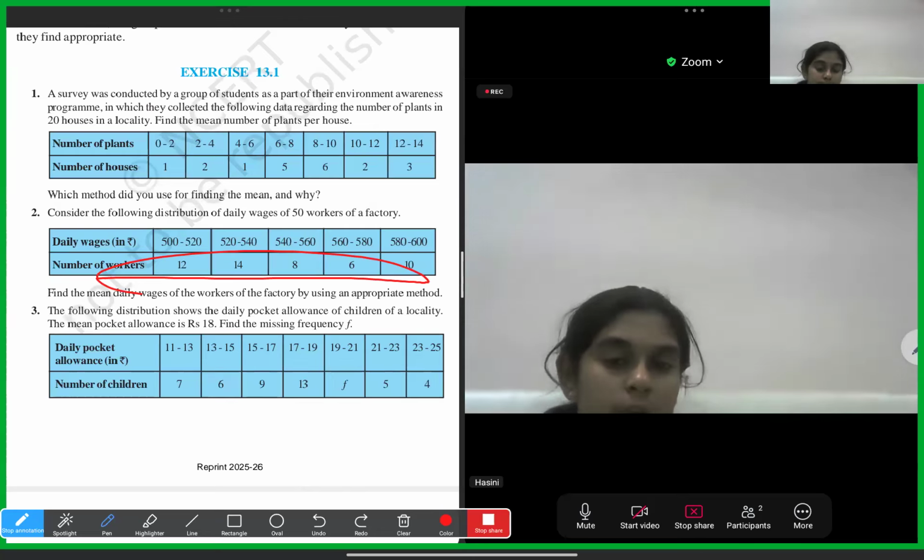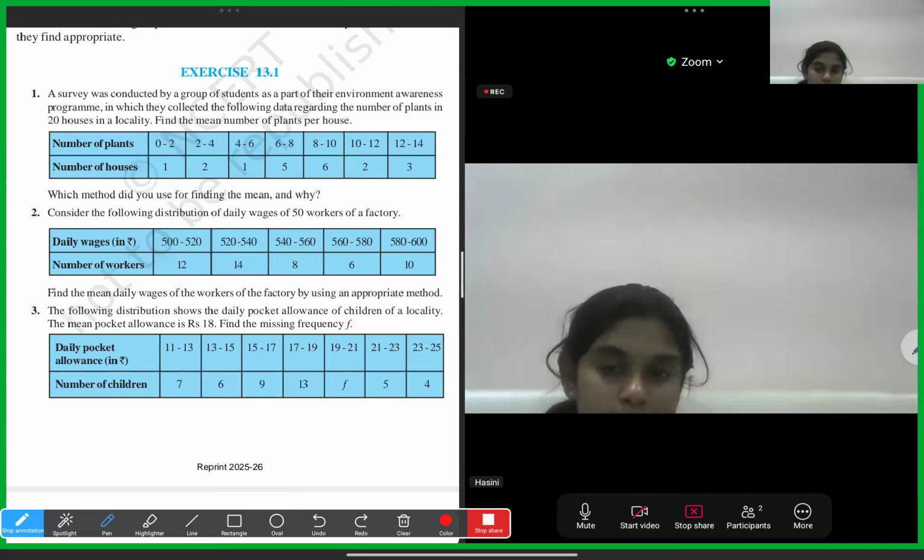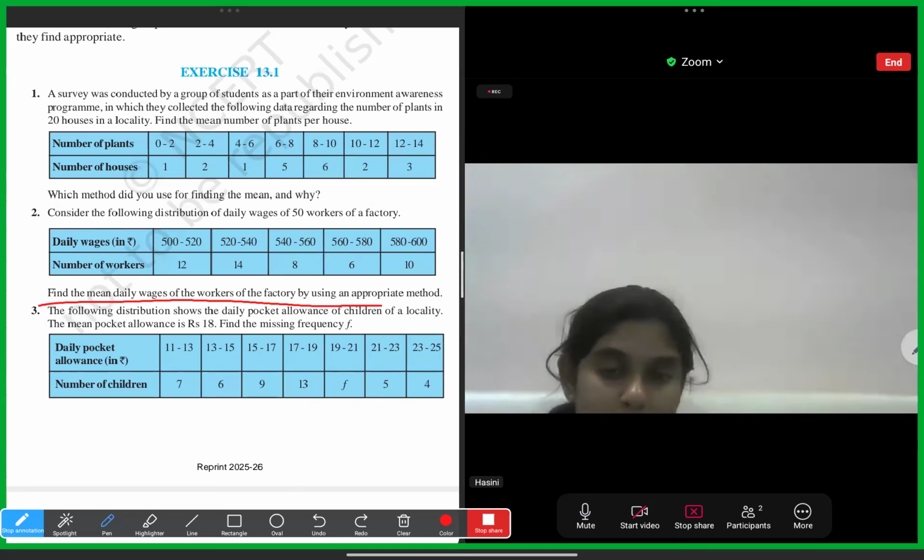Now what we will do, Hasni, is find the mean daily wages of the workers of the factory by using an appropriate method. First I will draw the columns table. I'll explain this question using the assumed mean method, because we need to learn all three methods. The direct method we used for the first question, where numbers are small.